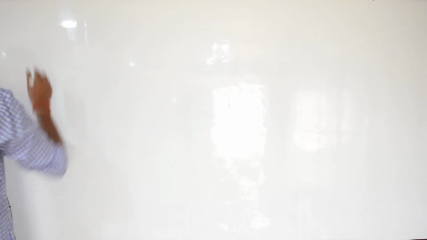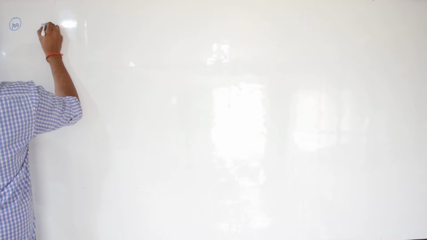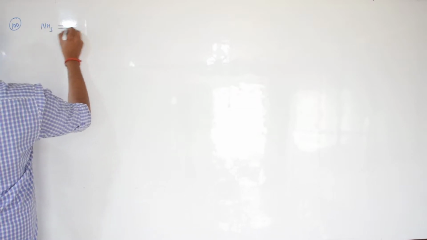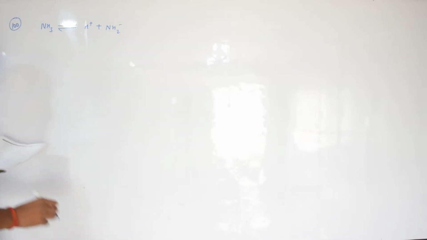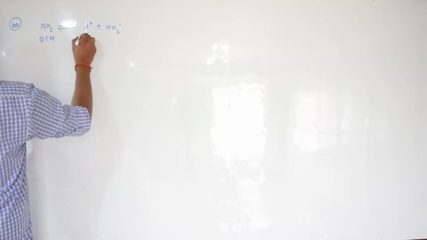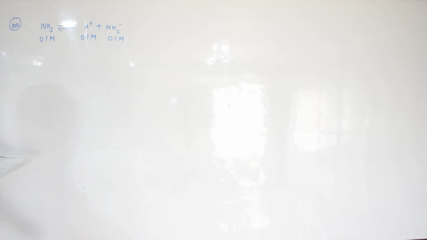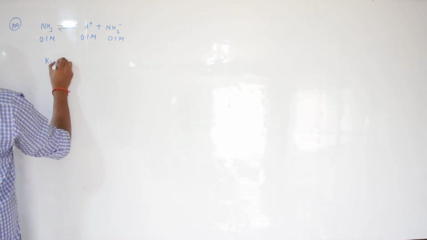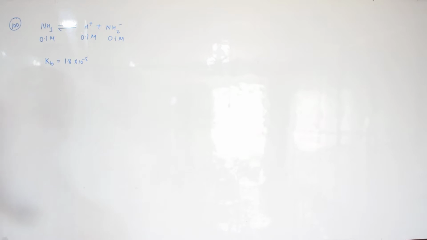Now, question number 100. We have NH3 solution, and when we dissociate this NH3 solution, we have H plus ion and NH2 minus ion. So, we have 0.1 molar. The value of Kb is given as 10 raised to the power minus 5, and we have to calculate the pH.